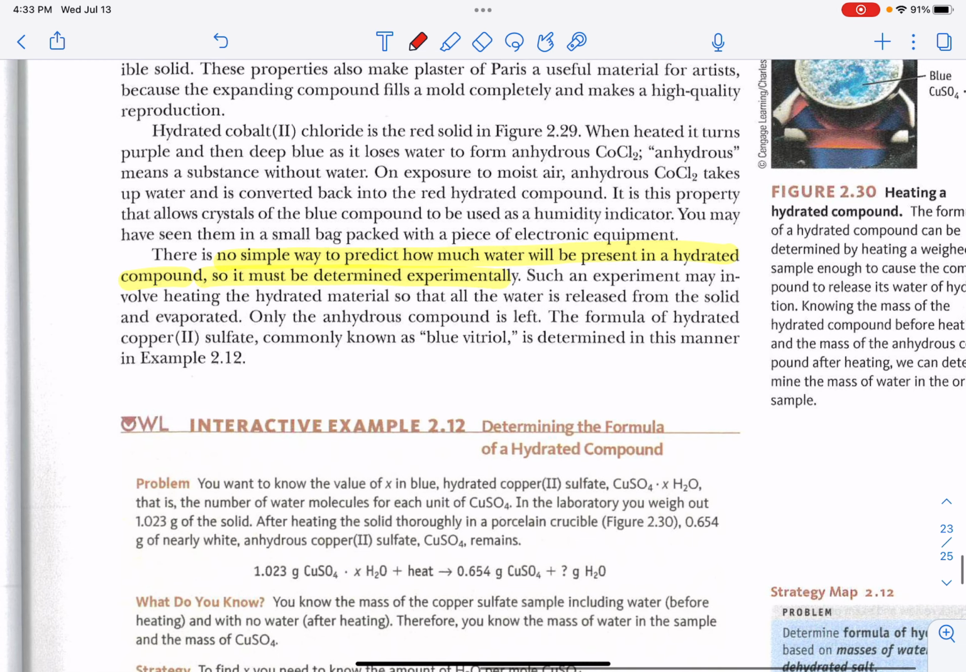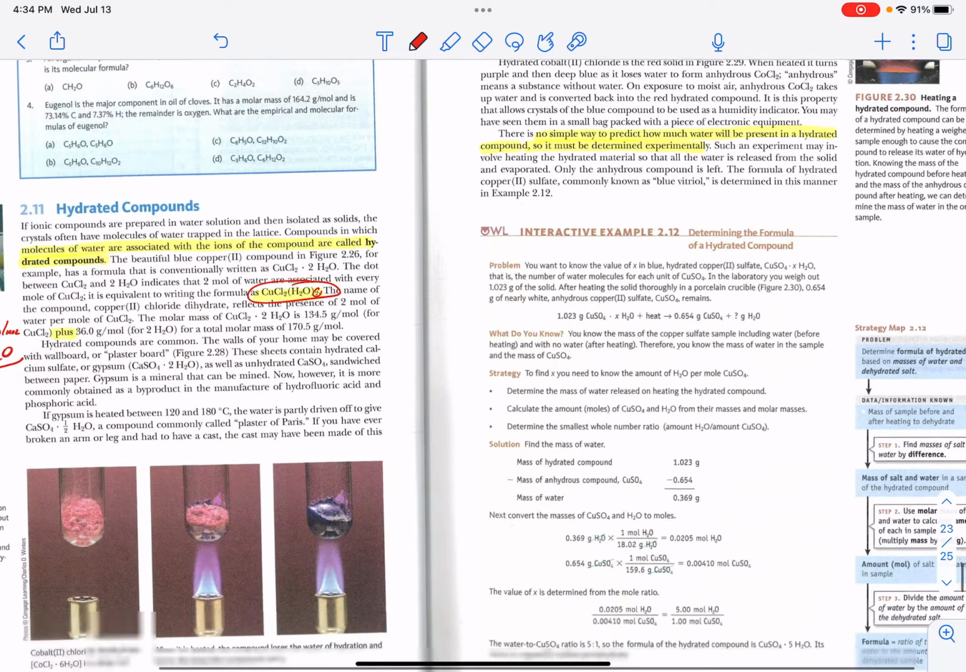By the way, water is not the only molecule that you can find attached to crystalline structures. There are other molecules that are small, like ammonia, like cyanide, CN, that can be attached in crystalline structures as well. And that's in a chapter way towards the end of the book.